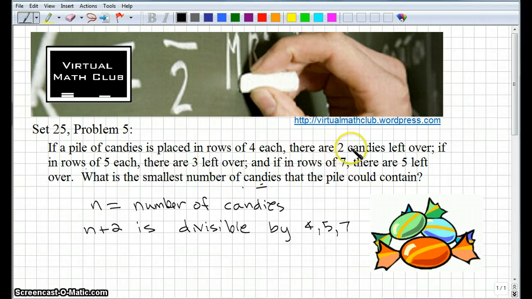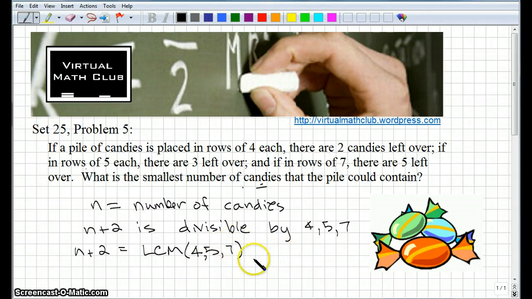Because we have 2 left over here, 2 more would give us 4. 3 left over here, 2 more would give us 5. We have 5 left over here, and 2 more would give us 7. So we know that n plus 2 is evenly divisible by 4, 5, and 7. Finding a number that's divisible by 4, 5, and 7 is the least common multiple, right? So essentially n plus 2 is the least common multiple of 4, 5, and 7.